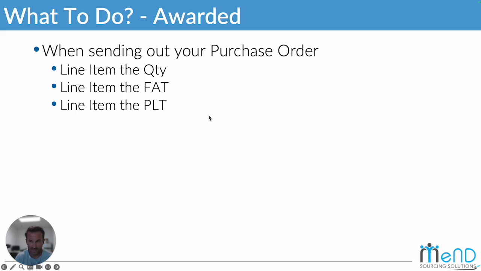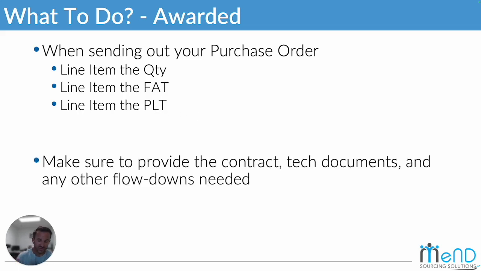Do that accordingly. But really what you want to do is when you send out the purchase order, talk to your vendor, talk to your manufacturer, and work with them. You want to make sure that you're providing them the contract. It's all public information anyway. The tech documents, if you're JCP certified, and any flow downs that the contract states, but work with them to make sure that you're doing this correctly.